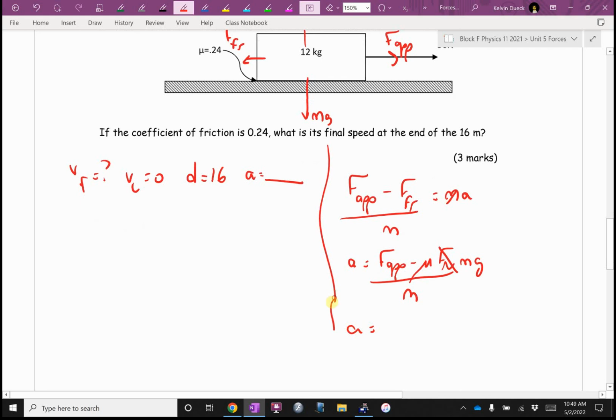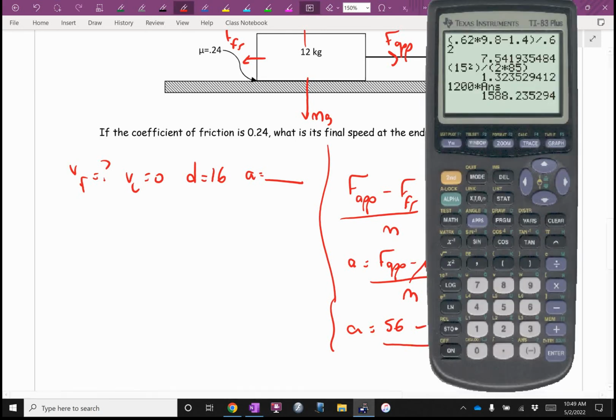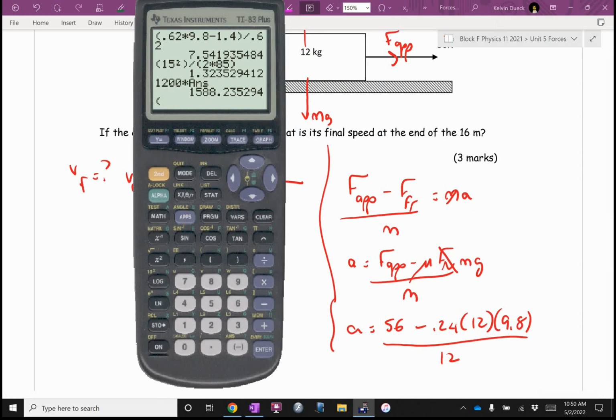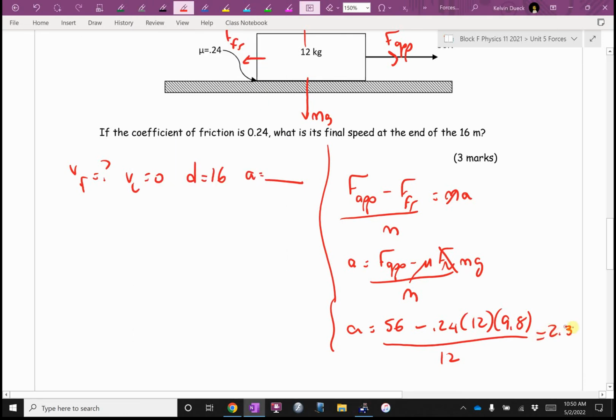A is going to be 56 minus 0.24 times 12 times 9.8 all over 12. Did y'all get an acceleration of 2.314 and then the sixes start to repeat? People nodding. So I'm going to write 2.31, but I'm going to use my answer button and walk it over to here.